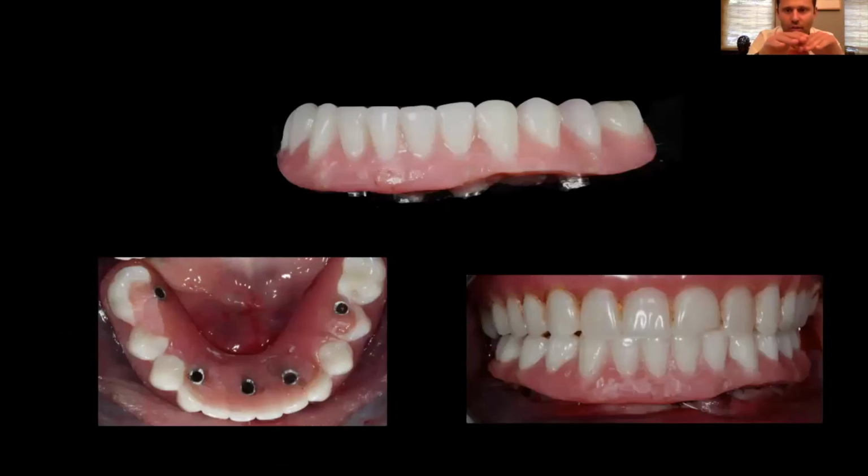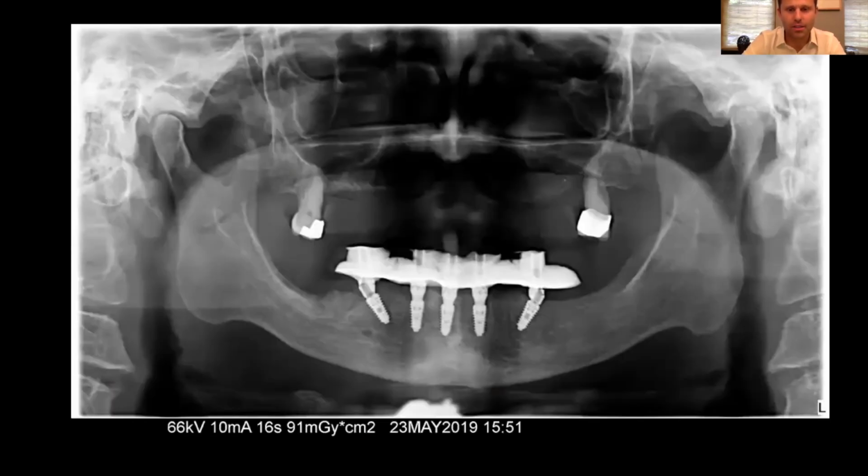You want to make sure you get rid of any undercuts so that it's a convex shape of the intaglio surface so the patient can clean, that there's no bacteria buildup, and they could use a water pick with this. And so that's what the X-ray looks like.